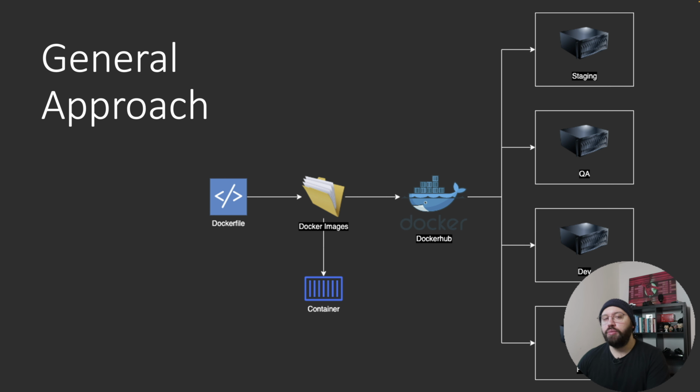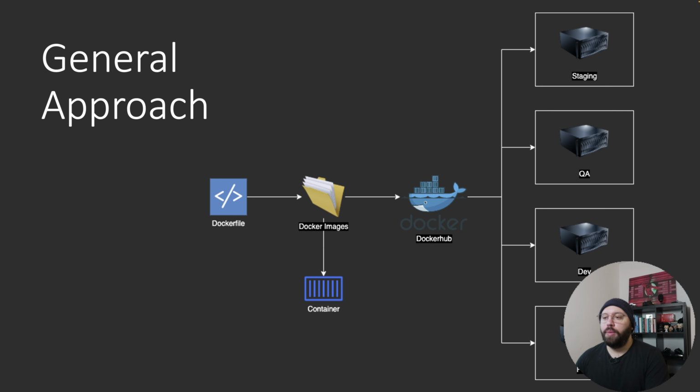So within Docker Hub, we can then pull those images to any server or to any environment that we want. In this video, we're not going to be setting up any servers. We're just going to be pulling down back to our machine. And once we put it back down to our machine, we can just run it from there.